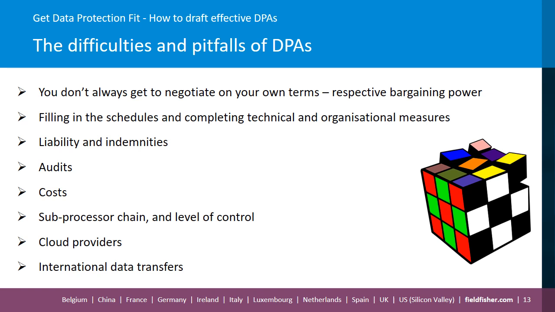Another difficulty or pitfall is filling in the schedules, believe it or not, and completing the technical and the organizational measures, because this requires a really good understanding of what data you are processing. It's very common to see these schedules just left blank and no one's really turned their mind to them. And what we are finding now is that a lot of organizations, when they are coming back to their agreements, haven't set out some of the basic elements of Article 28, so describing the data, the nature of the processing, really just setting out some of the basic building blocks, describing the background of what's actually happening here.